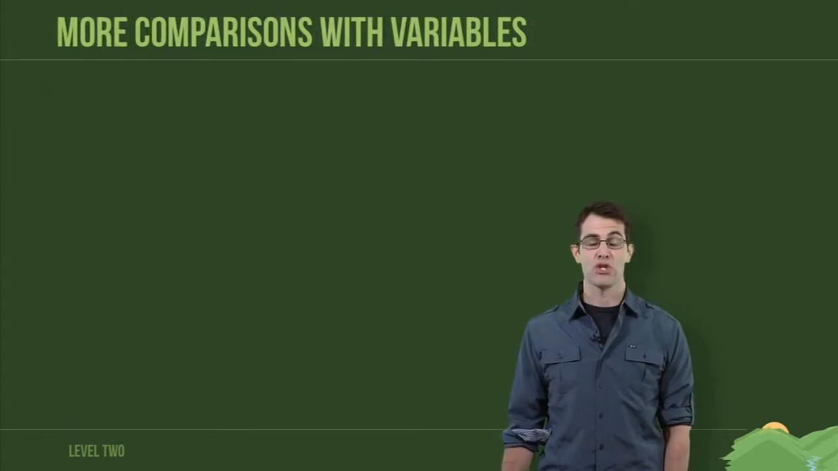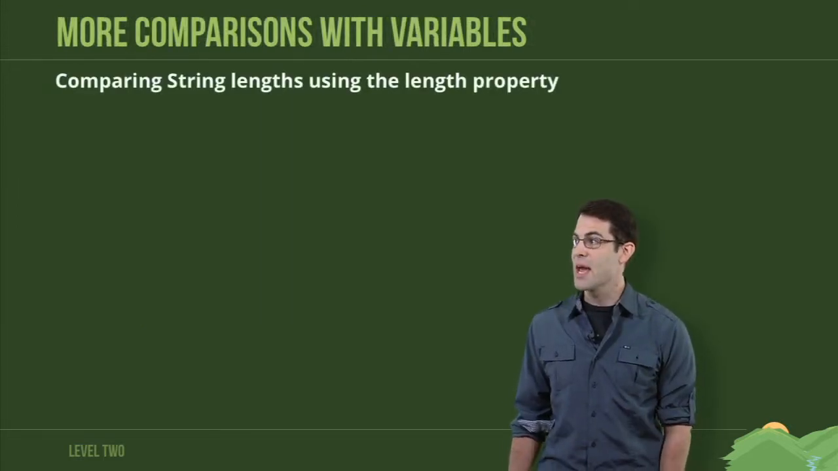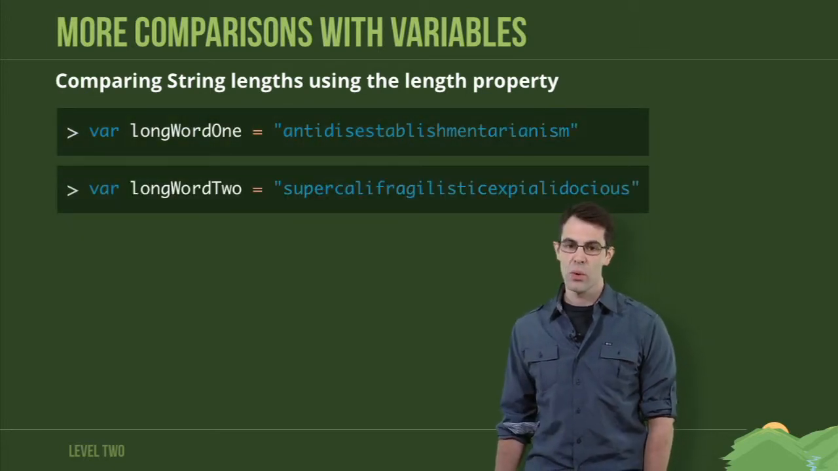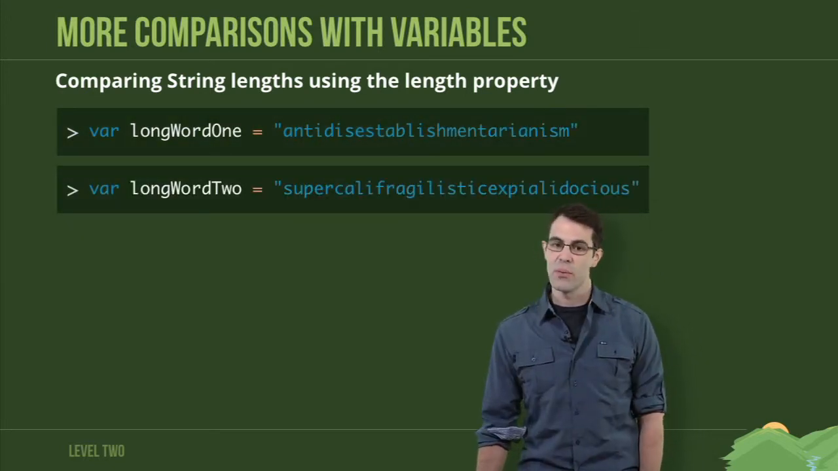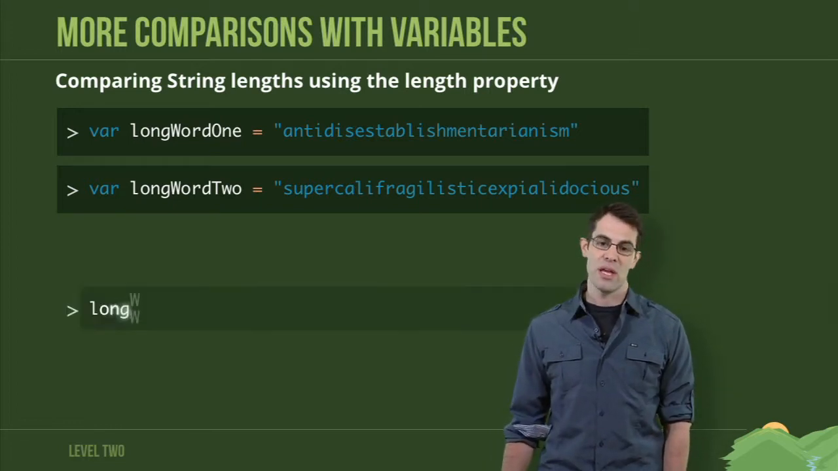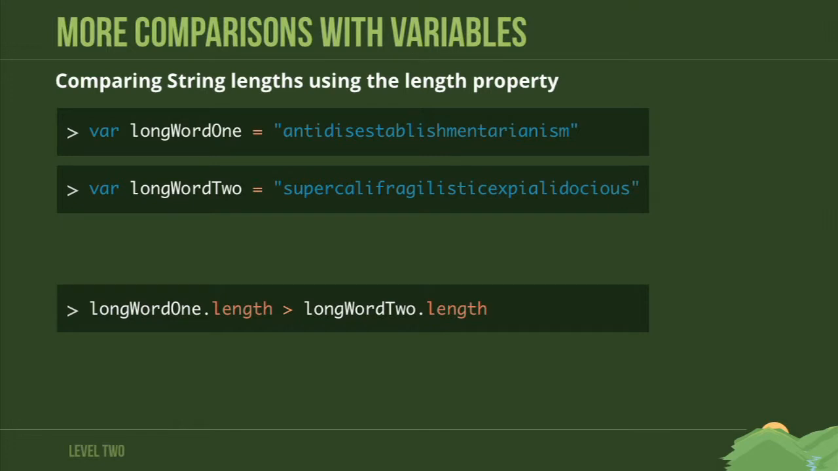We can also compare string lengths using the length property and a comparator. So if we made two variables here, longword1 and longword2, and they're both huge, and we don't want to count each one or compare which one is longer, we can use the greater than operator to ask whether the length of the first string is greater than the length of the second string. When we use the .length property on two variables, we're comparing two numbers. And here we get a result of false because longword1 is not longer than longword2.